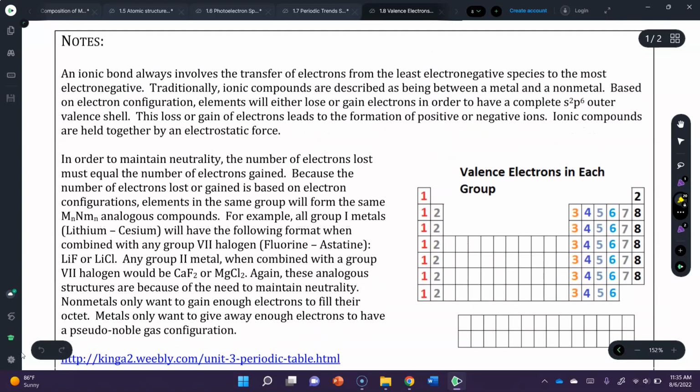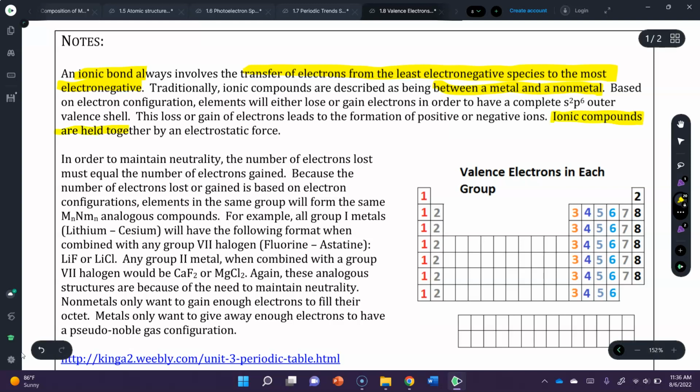So looking at our notes, an ionic bond always involves the transfer of electrons from the least electronegative species to the most electronegative. Traditionally, ionic compounds are described as being between a metal and a nonmetal. Based on electron configuration, elements will either lose or gain electrons in order to have a complete outer valence shell. This loss or gain of electrons leads to the formation of positive or negative ions.